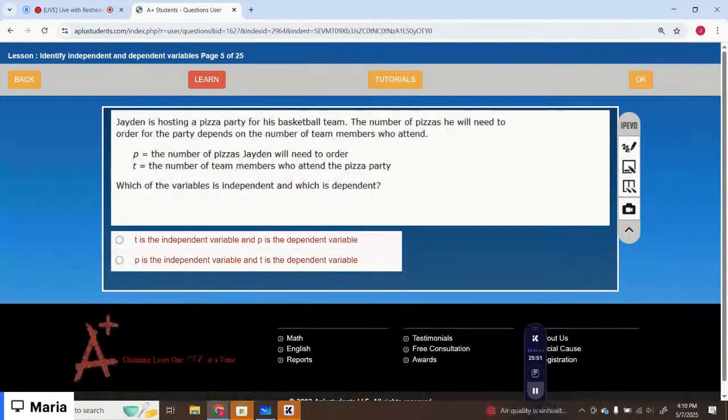Chetan is hosting a pizza party for the basketball team. The number of pizzas she will need to order for the party depends on the number of team members who attend. So P equals the number of pizzas Jaden will need to order, and T equals the number of team members who attend the pizza party.